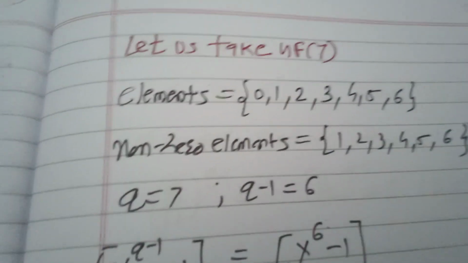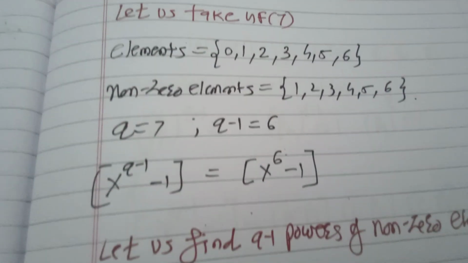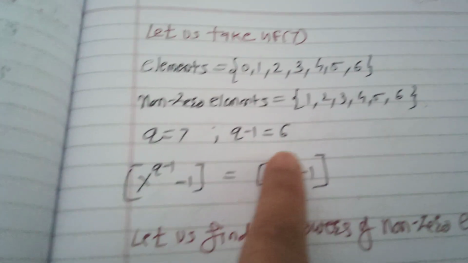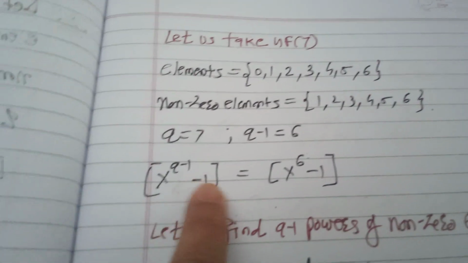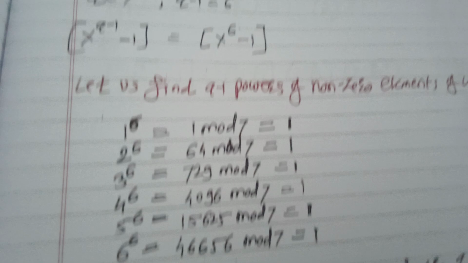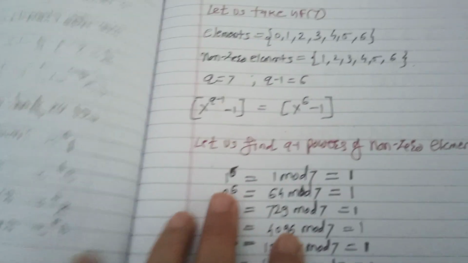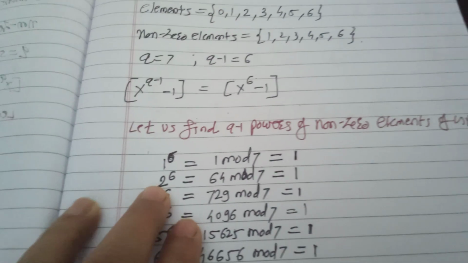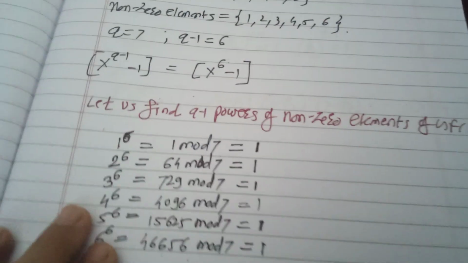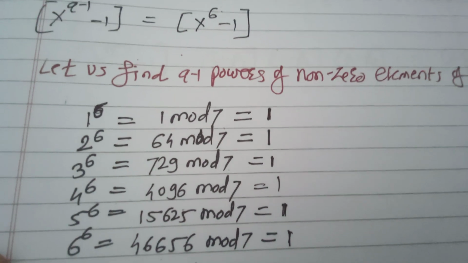So Galois field 7 has the elements 0, 1, 2, 3, 4, 5, 6. Non-zero elements are 1, 2, 3, 4, 5, 6. q is equal to 7, q minus 1 is equal to 6, so x raised to q minus 1 is x raised to 6 minus 1. So let us find the q minus 1 powers of the non-zero elements of Galois field 7. So 1 raised to q minus 1, that is 1 raised to 6, is equal to 1 mod 7, that is equal to 1.